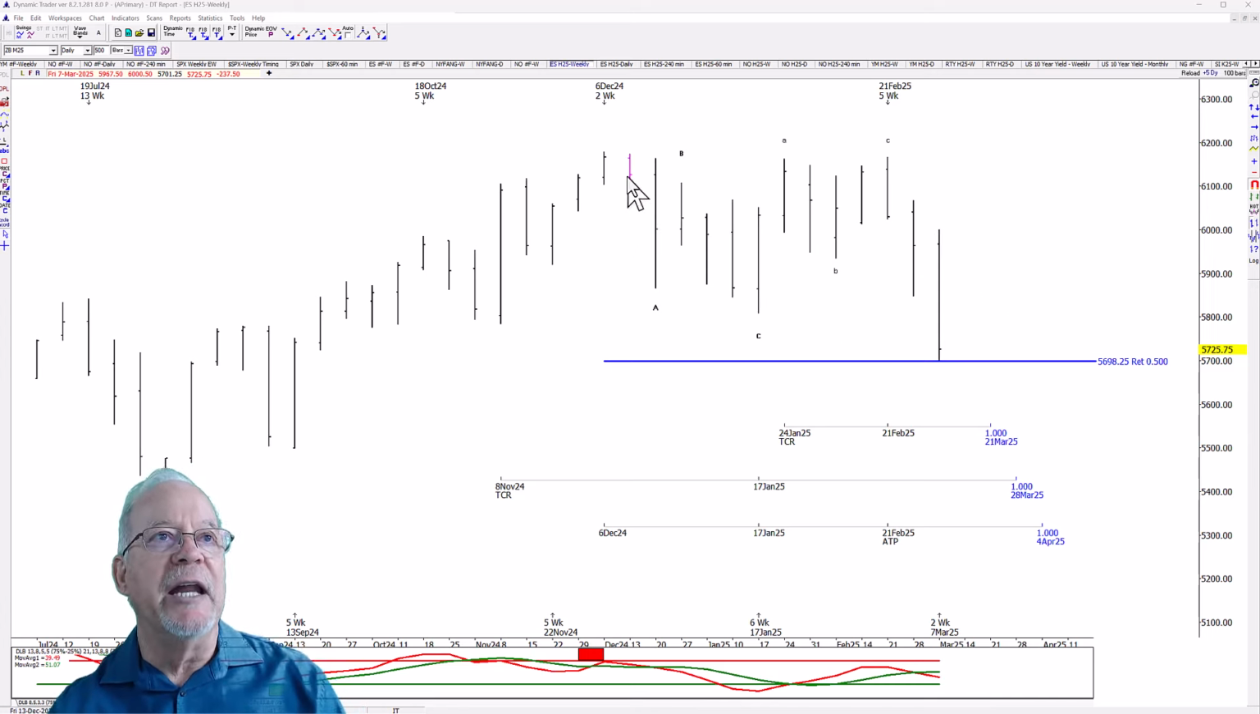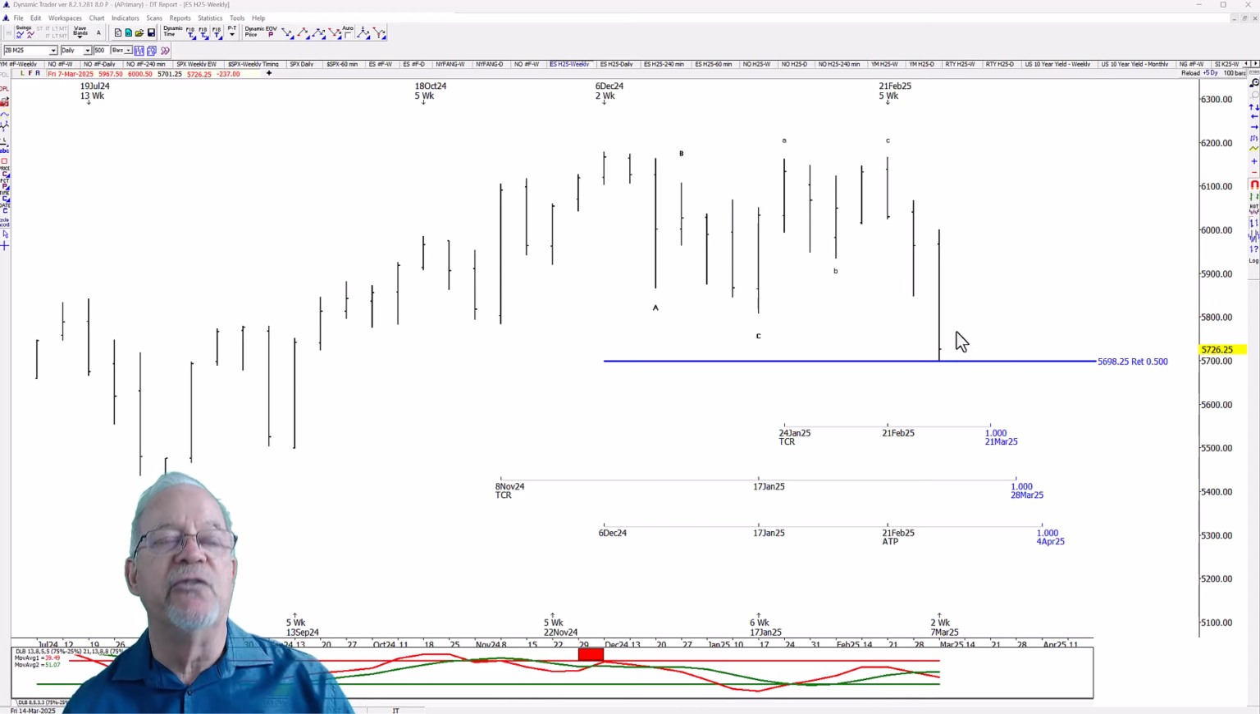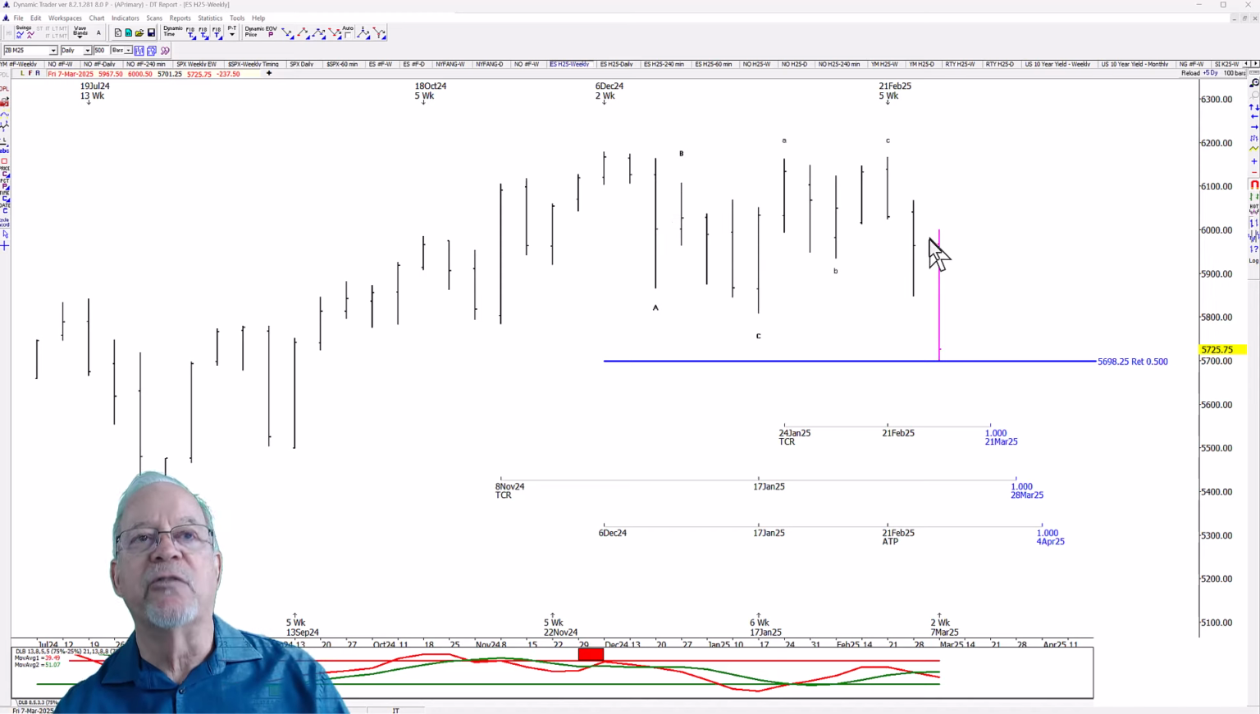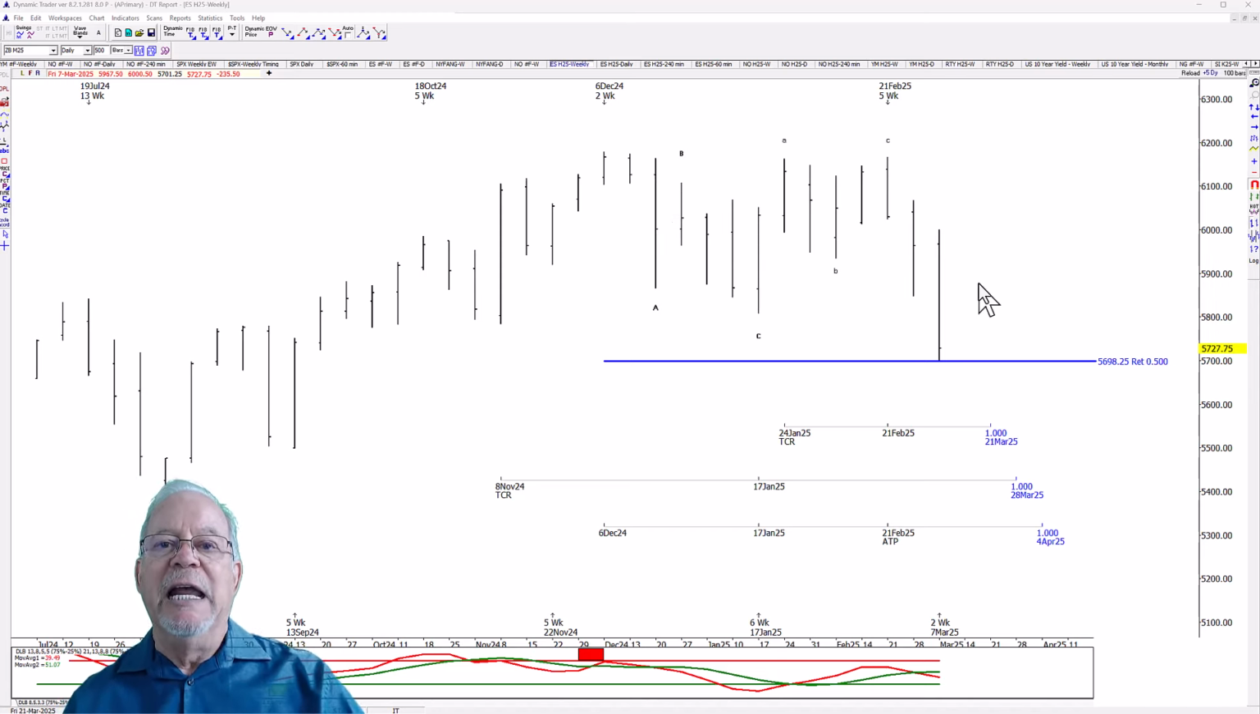We could look at it as kind of a potential ABC. It's not finished yet, probably has ways to go, or some sort of complex correction. The point is, we've been anticipating it would be a correction probably into mid to late March. Now here we are, we're approaching that time period right now. So if it's a correction, what follows a correction? Well, when the correction is complete, a resumption of the trend to a new extreme. And more than likely, that's what's going to happen here with the ES in the weeks to come.